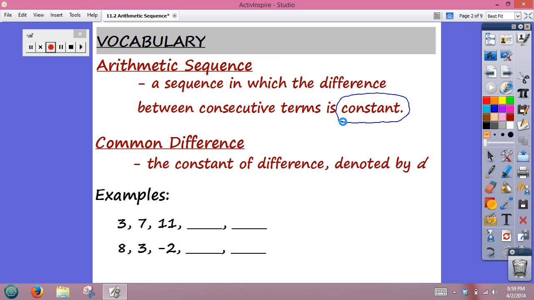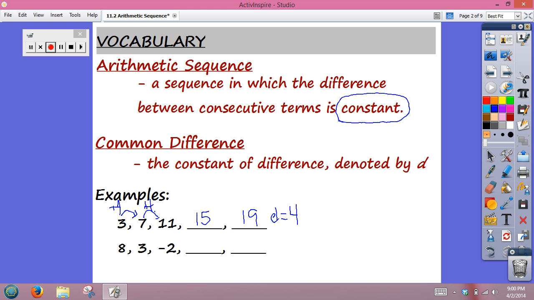We denote this by d. So taking a look at our examples of arithmetic sequences, our first one says 3, 7, 11 are our first three terms. Noticing from 3 to 7, all we're doing is adding 4. Similarly, from 7 to 11, we're adding 4. So if we continue this pattern on to the next two terms, 11 plus 4 is 15, plus 4 is 19. So our common difference in the first example is going to be equal to 4 because we're just adding 4 every single time.